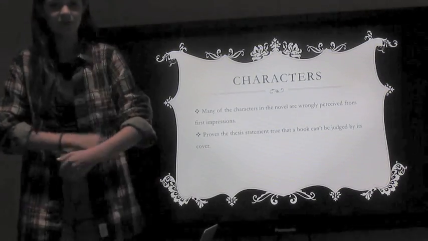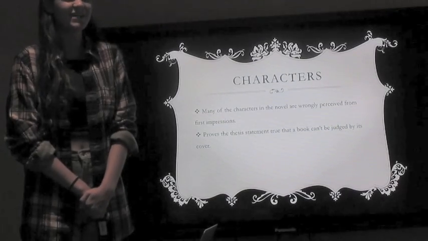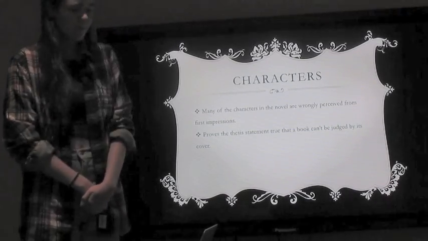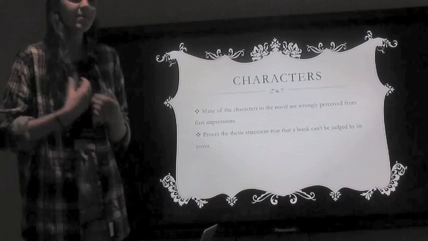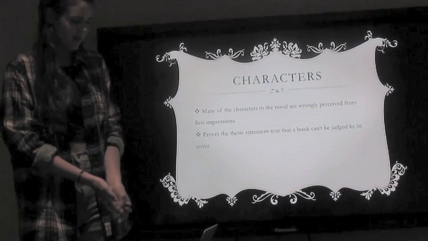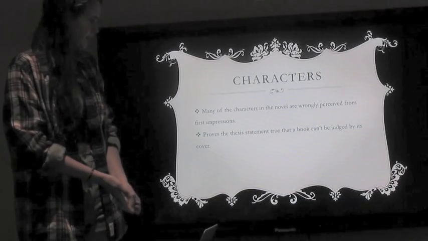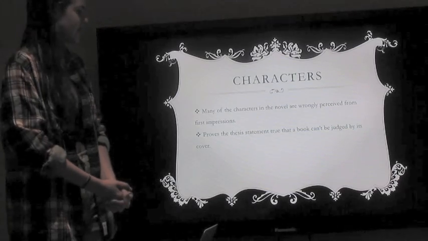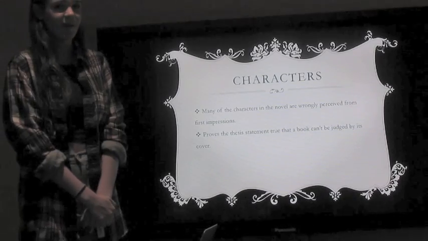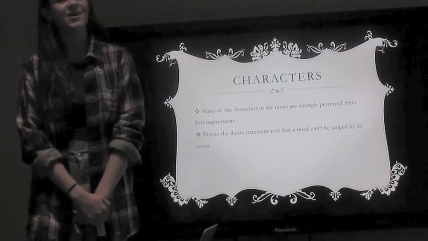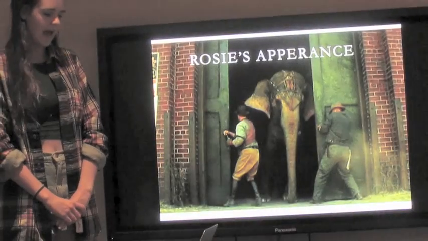So first off, the characters in the novel. As you can imagine, working on a circus, there's a lot of unique and kind of crazy characters in the novel. But most of them are wrongly perceived from our first impressions of them, and we learn as we read the book that that's not really true to who the character is. So the characters really prove the thesis statement true, that a book or a person can't be judged by their cover. We judge people, but that's not really accurate of who they are.